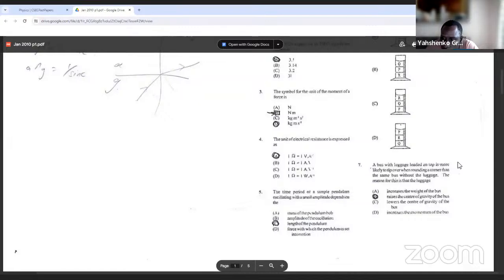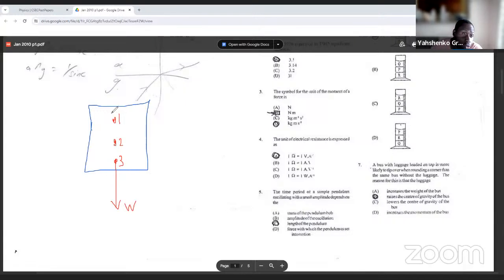A bus with luggage loaded on top is more likely to tip over when rounding a corner than the same bus without the luggage. The reason for this is that the luggage, all right. So this has to do with stability. All right, and let me tell you the ideas for stability. The lower the center of gravity, so let's say I have this block here, right? If the center of gravity can be at 1, 2, and 3, the lower the center of gravity is, the more stable it is, meaning that the less likely for the thing to turn over. It's harder for it to turn over when it's more stable.